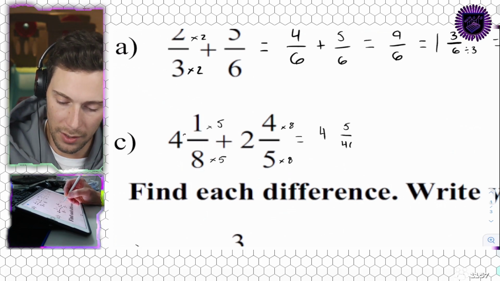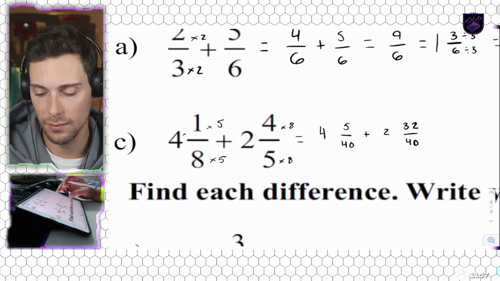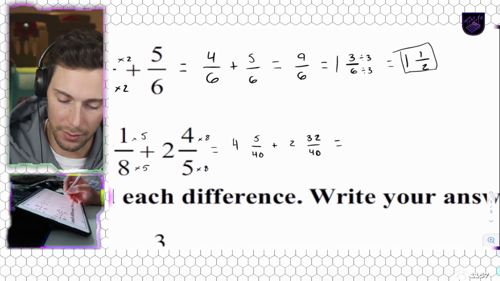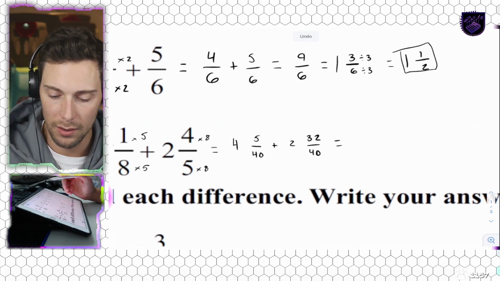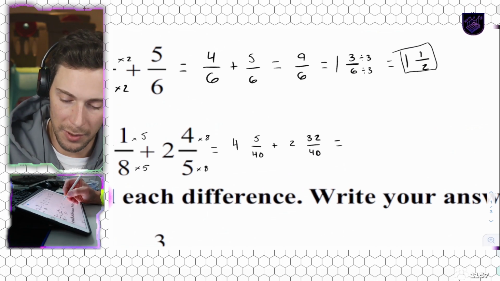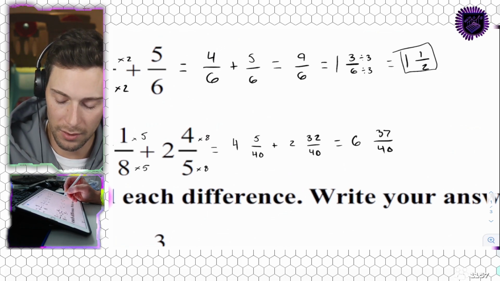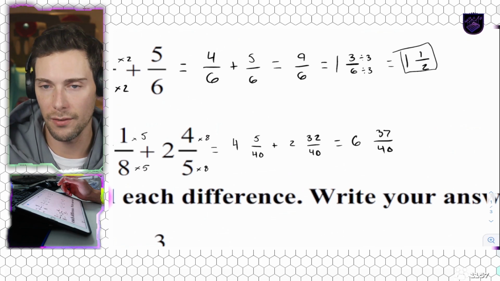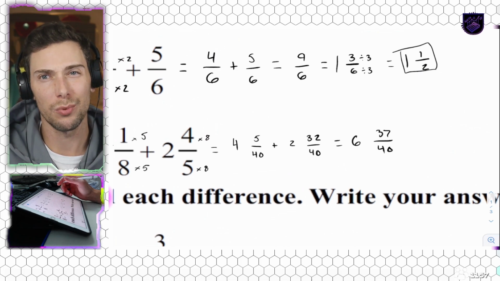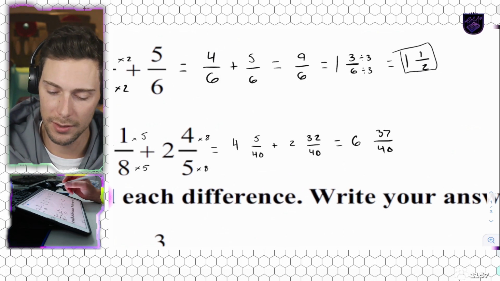So 5/40 plus 2 and 4 times 8, 32/40. And this is going to be equal to, we can simply add our whole numbers, then add our fractional pair. So it's going to be 6 and something over 40, and it's going to be 37/40. And you can't simplify that. 37 and 40 do not have a common multiple. 37, I believe, is prime. Yeah, I'm going to say 37 is prime.